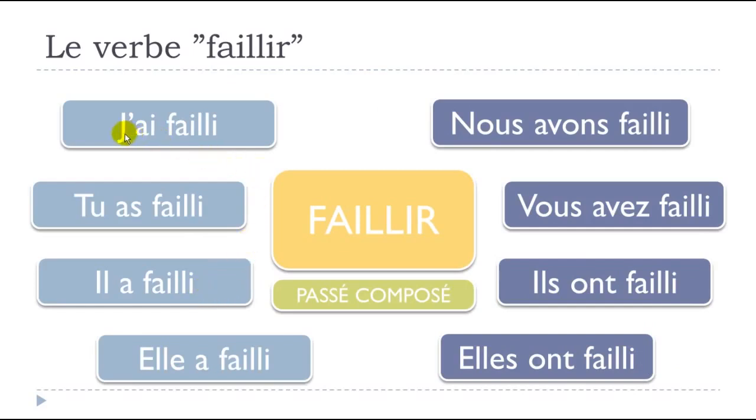So one more time. J'ai failli, okay, so you can see that you use avoir, like most of the verbs, and then the participe passé failli. Tu as failli, il a failli, elle a failli, nous avons failli, remember the little liaison here, vous avez failli, same thing, ils ont failli, elles ont failli.